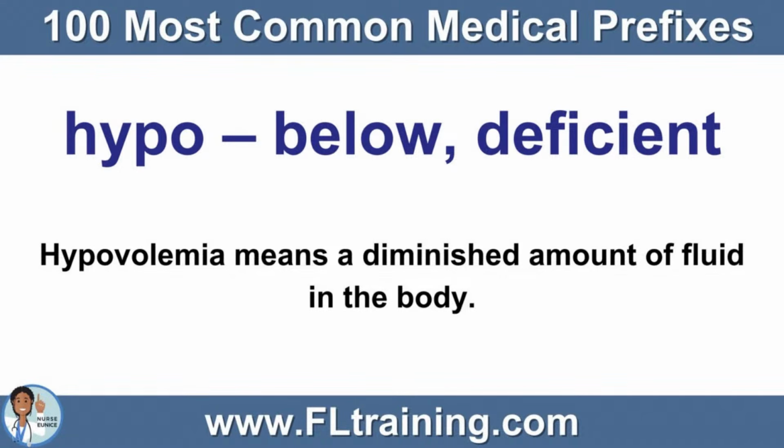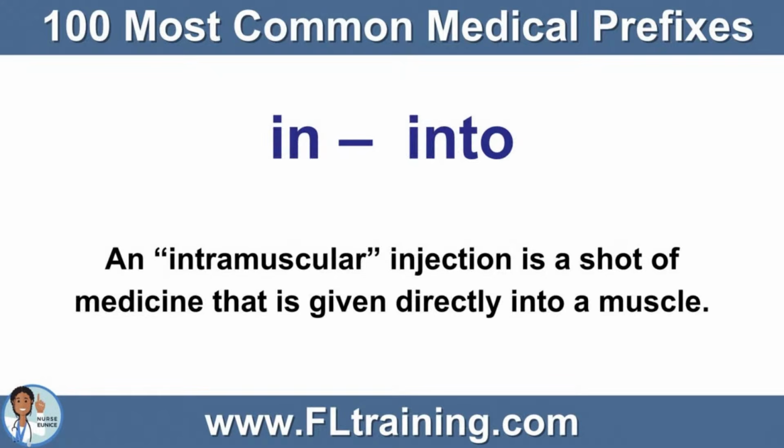Hypo means below or deficient. Hypovolemia means a diminished amount of fluid in the body. Hypovolemia could be caused by nausea, by vomiting, by diarrhea, by blood loss, etc. In with an I means into. So consider intramuscular, which is an injection of medication that is given directly into the muscle, usually with a needle and a syringe. So with an intramuscular injection, you're going into the muscle.